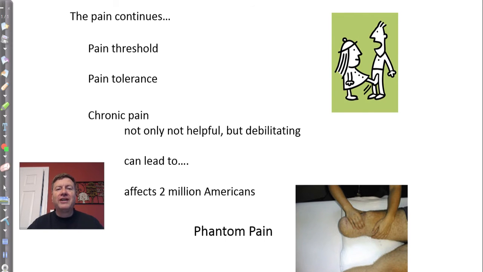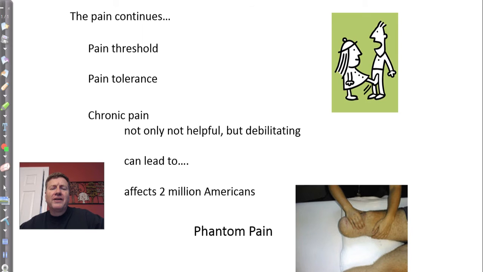Maybe you really can't handle pain very much. If you have any kind of slightest bit of pain, it for you is debilitating. For someone else, they can kind of shake it off. Pain tolerance is different than pain threshold. Pain threshold is when pain receptors get stimulated. Pain tolerance is how well you handle that.